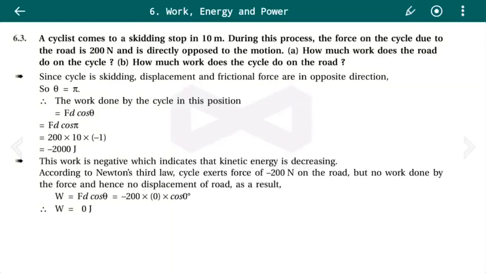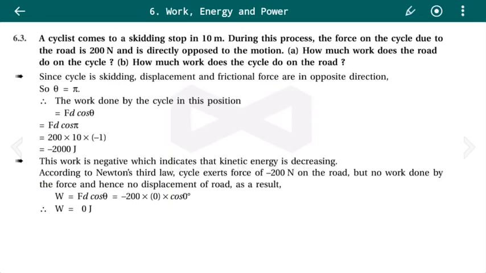Now let us solve illustration number 3. A cyclist comes to a skidding stop in 10 meter. During this process, the force on the cycle due to the road is 200 Newton and is directly opposed to the motion. How much work does the road do on the cycle and how much work does the cycle do on the road? So since the cycle is skidding, displacement and frictional force are in opposite direction.